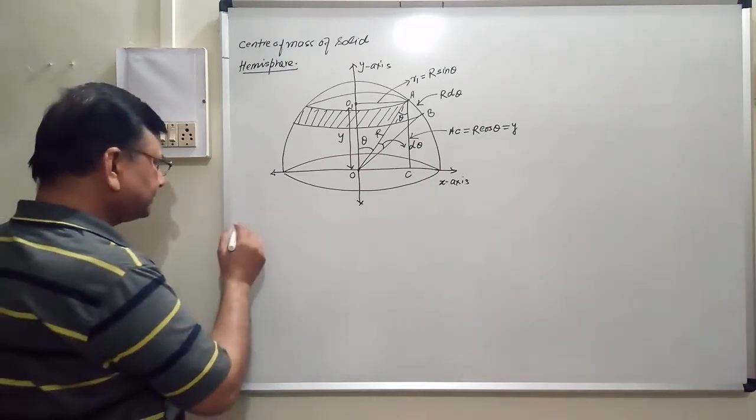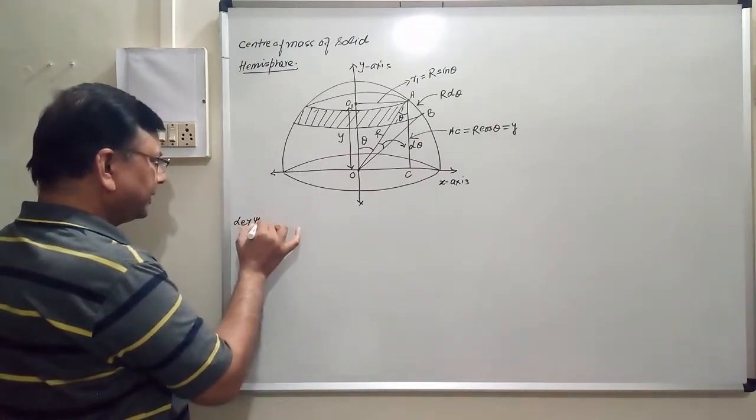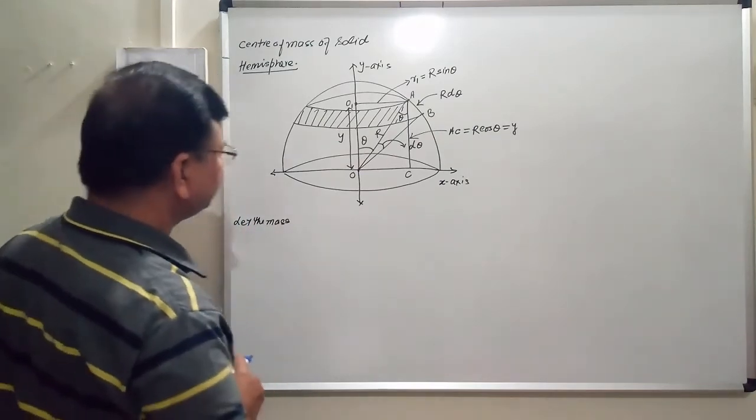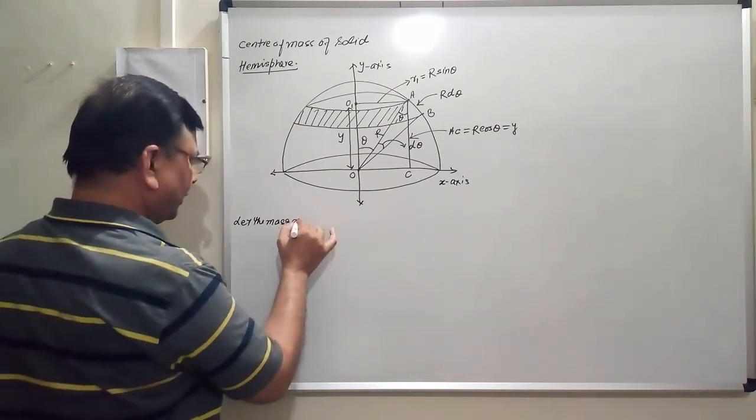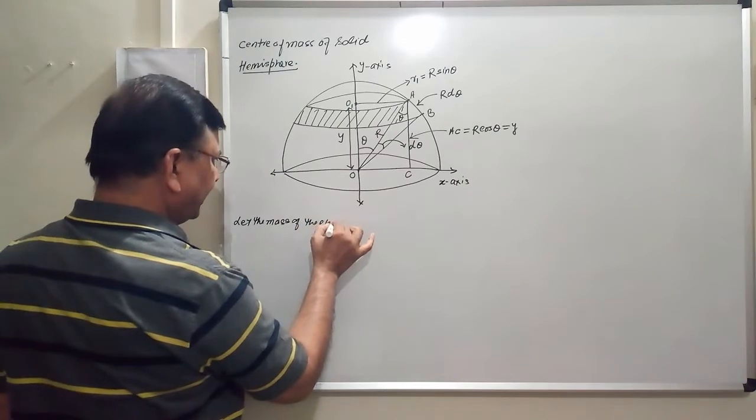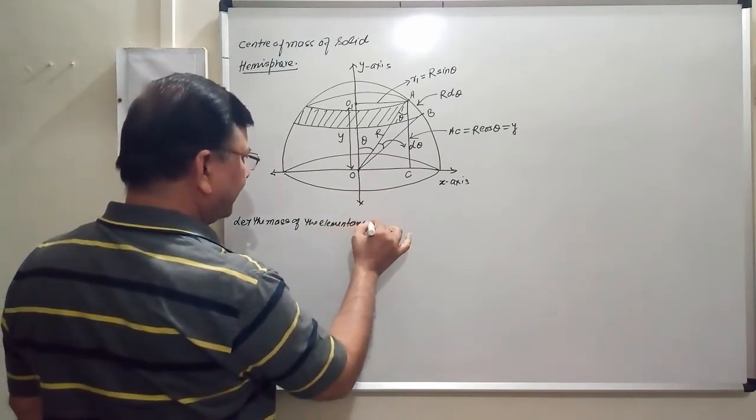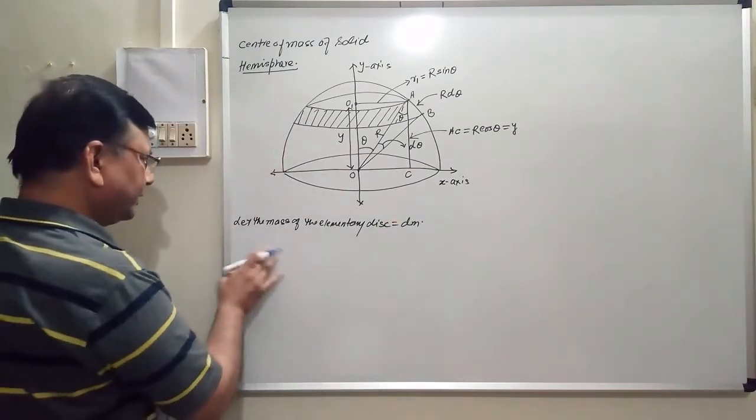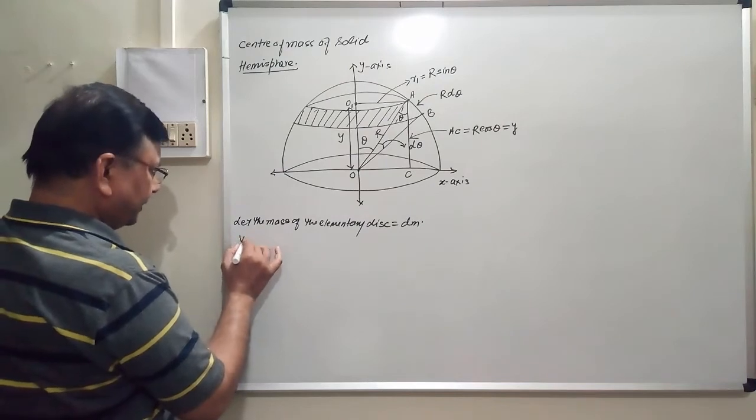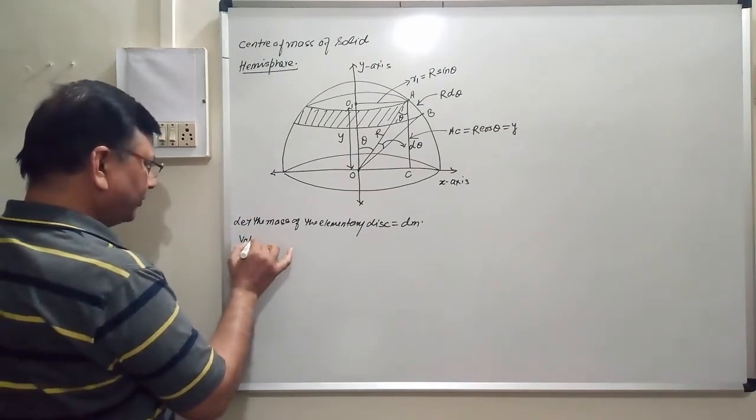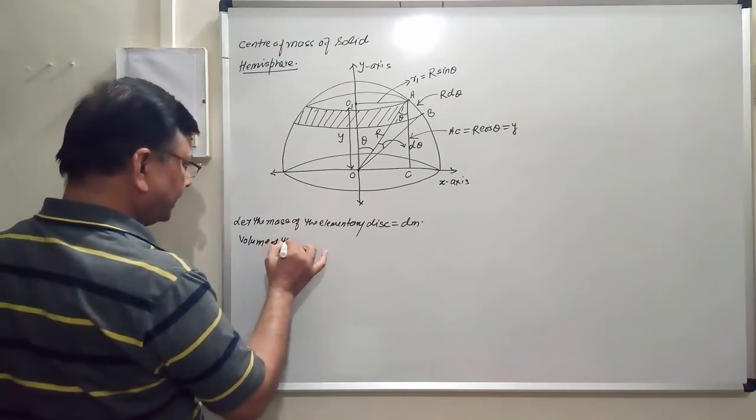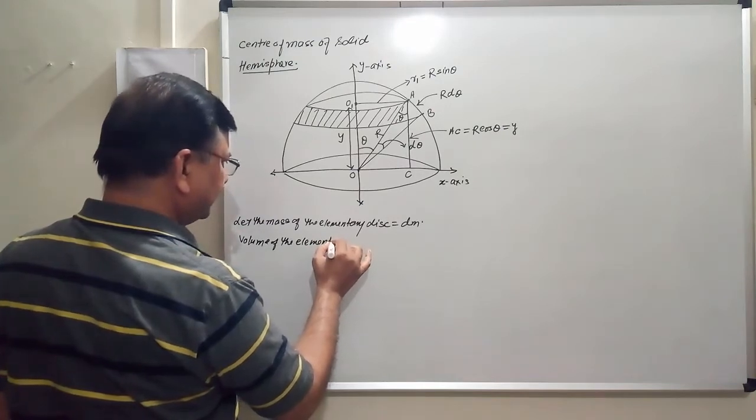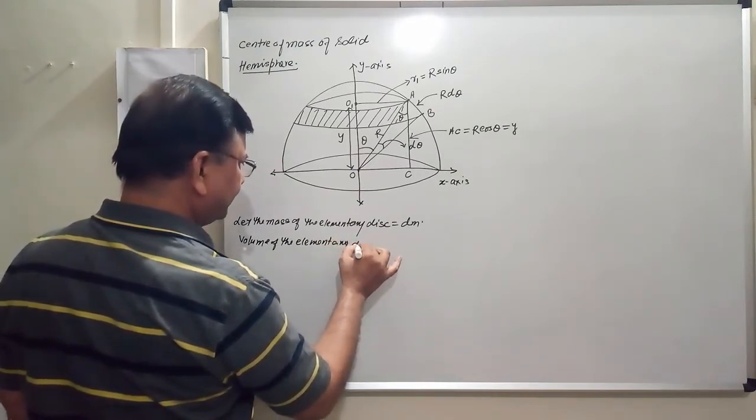Now, let the mass of the elementary disk be dm. Right? To consider the volume of the elementary disk.